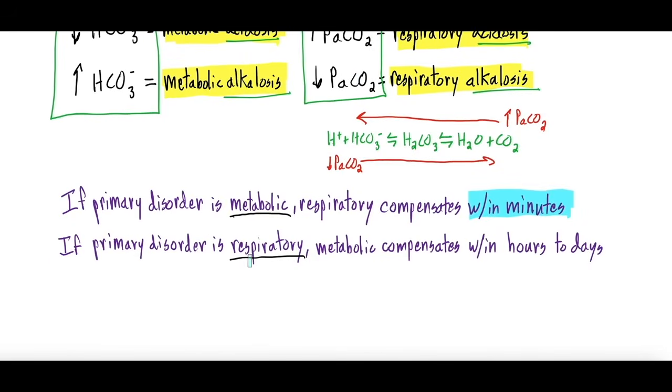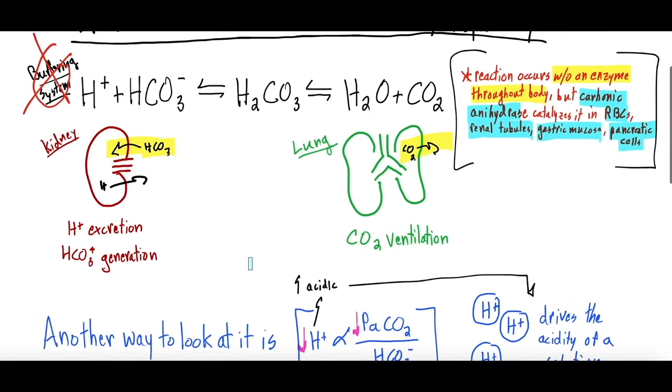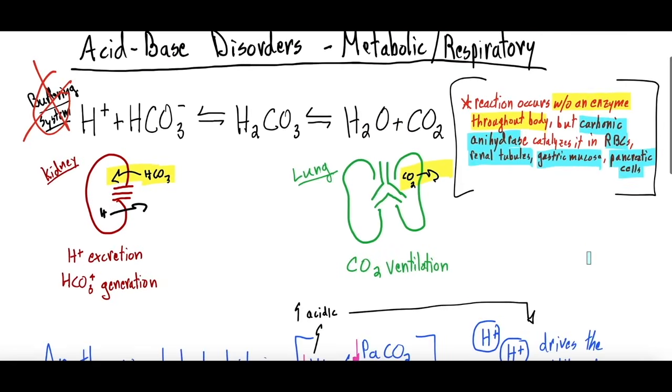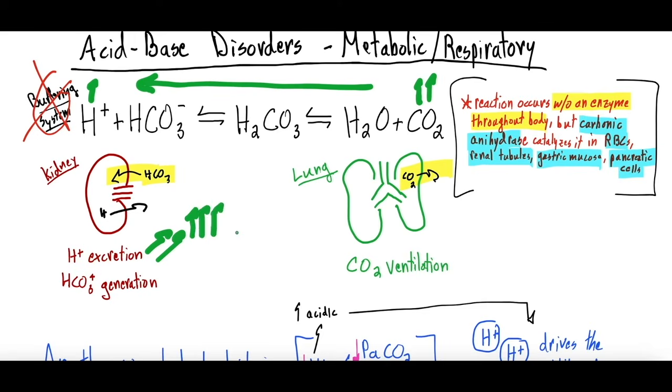Contrarily, though, if the primary disorder is respiratory, meaning the lungs aren't working right, the lungs are either holding on to too much carbon dioxide or getting rid of too much carbon dioxide, the kidneys cannot regulate nearly as fast. The kidneys take hours to days to compensate. So if this buffering system, if the lungs have a problem and you're holding on to too much CO2, which is driving the equation this way, producing too much acid, it's going to take the kidneys hours to days before they can auto-regulate and start to excrete more of the hydrogen ions to try to re-equalize this equation.